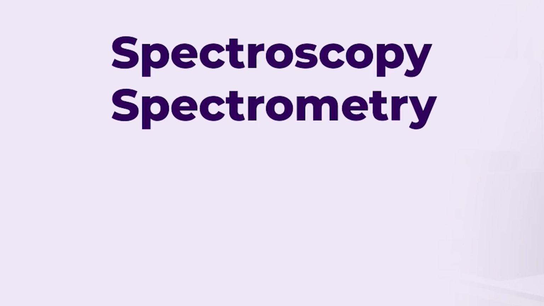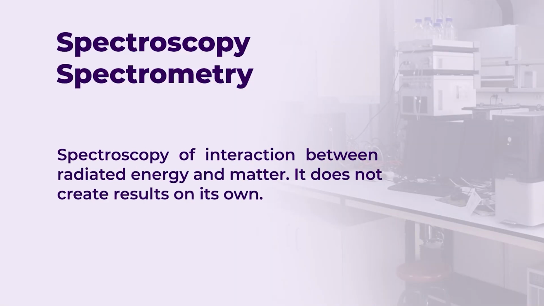Now let's talk about spectroscopy and spectrometry. Remember, often people mention both without understanding the difference between the two. Spectroscopy is nothing but the study of interactions between matter and light, the radiations. When radiations are falling on the material, the interaction between the light and the matter is spectroscopy. But it does not create results. For getting the results, we need spectrometry.